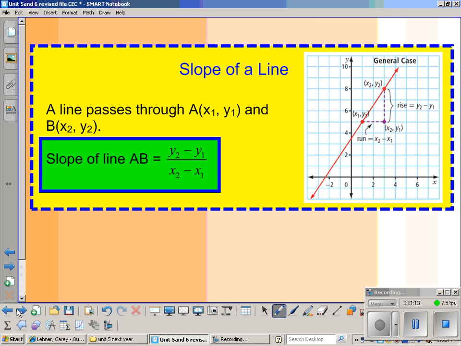And here is the relationship. If we know that it passes through two specific points, we can call those points coordinates (x1, y1) and coordinates (x2, y2), and then use the following formula to find the slope. We would take the difference between the y coordinates and divide it by the difference between the x coordinates. So y2 subtract y1 over x2 subtract x1.